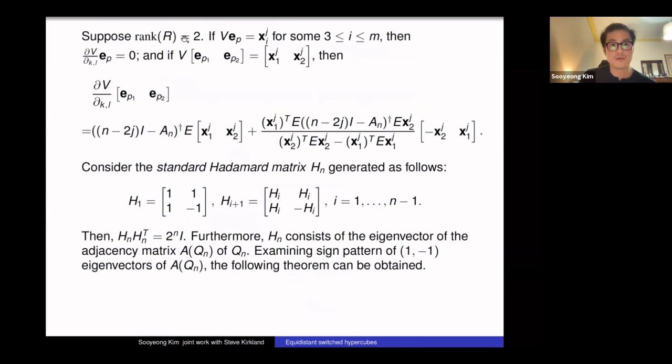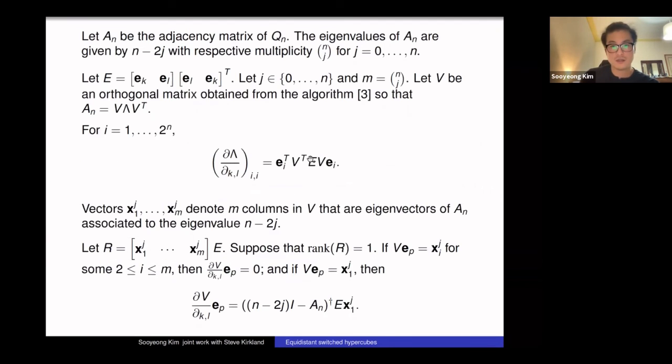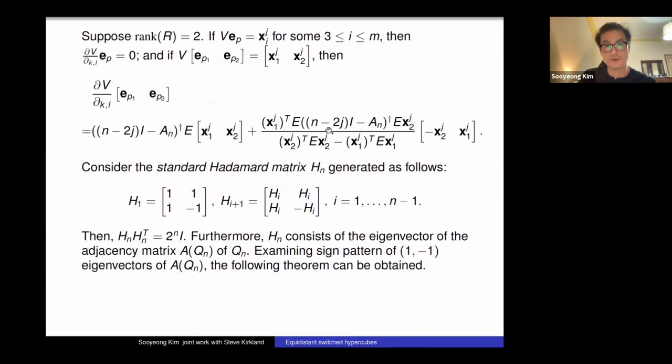Another case is when the rank of R is 2, then we have the following formula, and it's a bit more complicated in this case. Especially, I want to make a note here about this part, the numerator for this expression. If we are considering a hypercube, then this numerator is 0. But if we are going to consider an equidistant switched hypercube, then this numerator is not going to be 0. So that fact makes some difficulty in proving the conjecture actually.